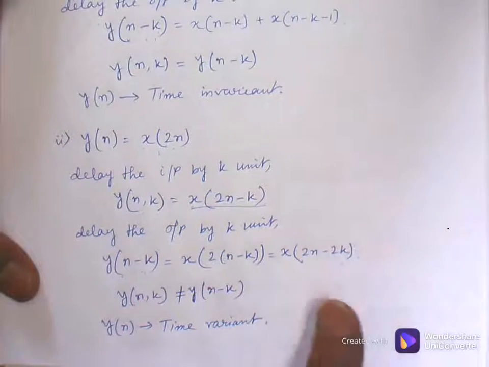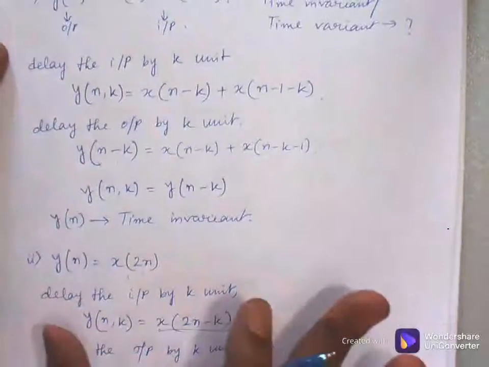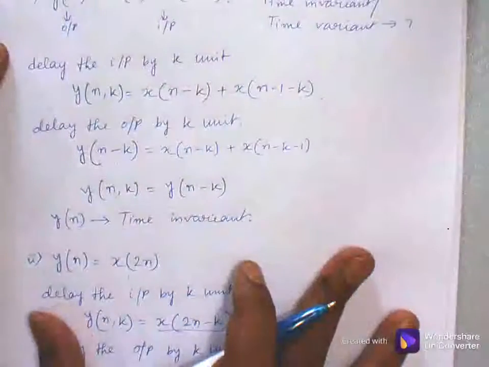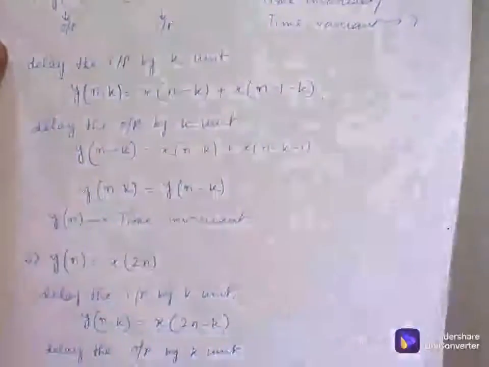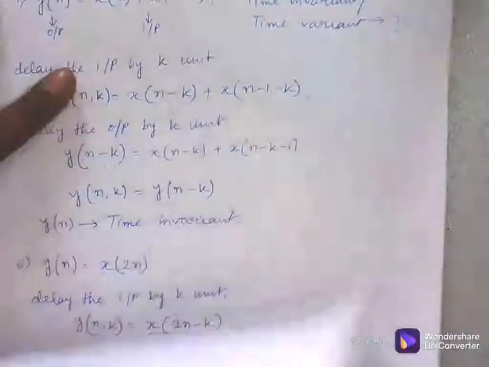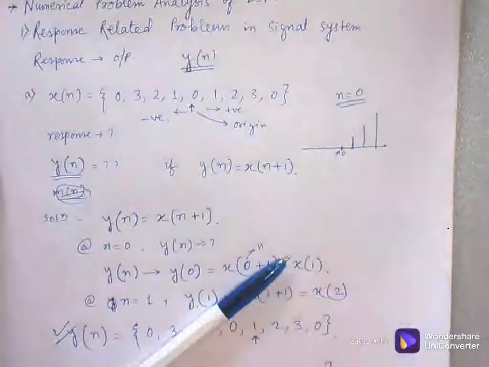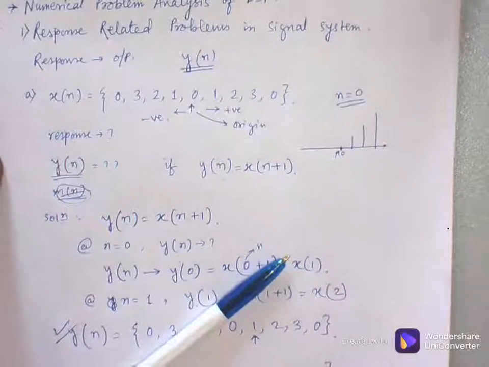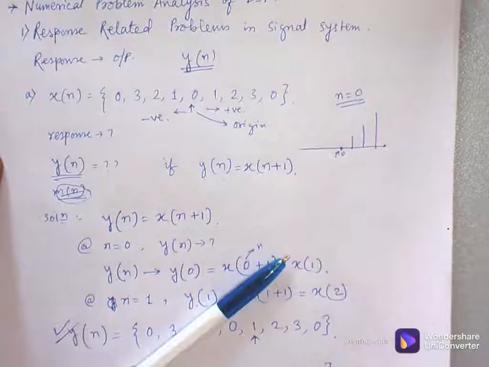So, in this class, this is about time variant and invariant, and how to calculate the response of the signal. Next class we will discuss causal and non-causal signals. Okay, thank you all.